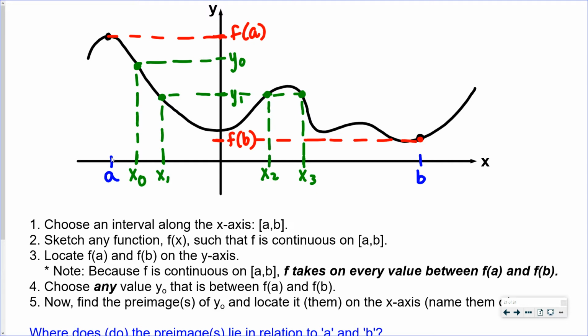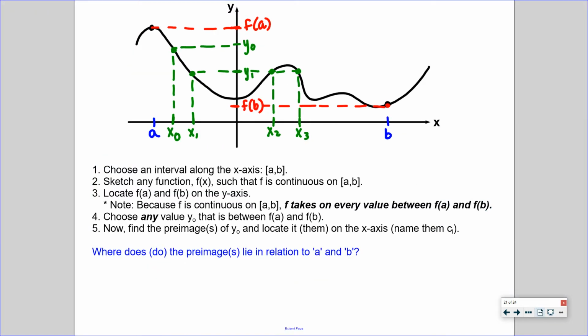Okay, so what they're trying to get you to see is that you could literally choose any output in between the outputs of your interval, in between your f of a and f of b, and you'd be able to locate some x value that has that matching output. Now what do we notice about all of these pre-images we found, all these x values? They always lie in between a and b, right? They're always somewhere in this interval. And this implies what we know from continuity. So this question is asking, where do the pre-images lie in relation to a and b? They're always in between.